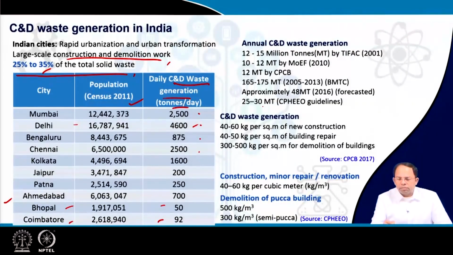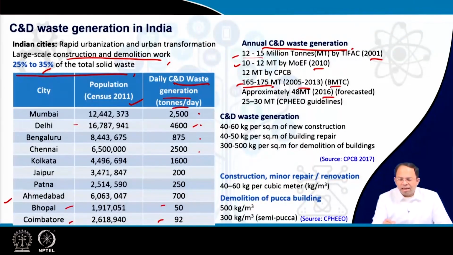Based on the total annual C&D waste generation in India, we get different figures starting from 2001, 2010, 2013, 2016. It ranges from 12 to 15 million tons per year, and some estimates are even as high as 165 to 175 metric tons, given by BMTC. Maybe some of this waste gets reused. That means in India, if you leave this kind of waste outside, it would be taken away by some other people for filling up low-lying areas and so on.